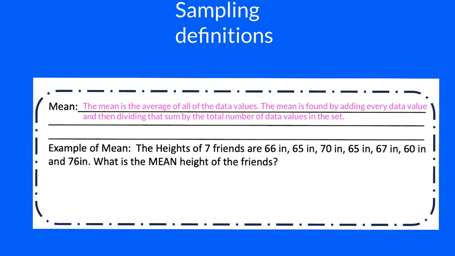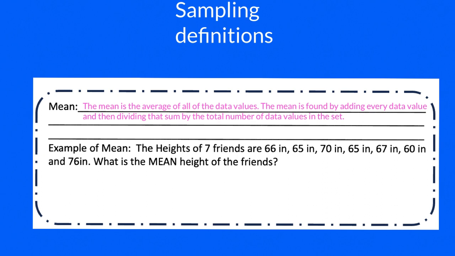To find the mean, you add every data value and then divide that sum by the total number of data values in the set. So here is our example. The heights of 7 friends are 66 inches, 65 inches, 70 inches, 65 inches, 67 inches, 60 inches, and 76 inches. What is the mean height of the friends?